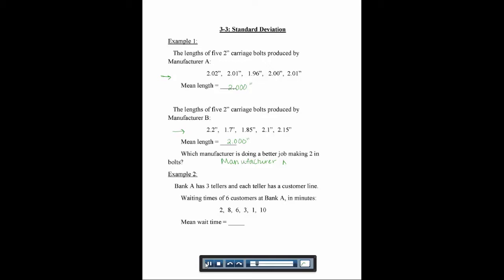Okay, so we're going to look at one more example. So now we're talking about waiting time at a bank. So bank A has 3 tellers and each teller has a line. So we look at 6 customers who go in and how long they waited. So one customer waited 2 minutes, 8 minutes, 6 minutes, 3 minutes, 1 minute, and 10 minutes. So one person got really lucky with 1 minute, one person unfortunately had to wait until 10 minutes. And if we take an average, we see that they waited on average 5 minutes. And we'll put 5.0 because of our rounding rule.